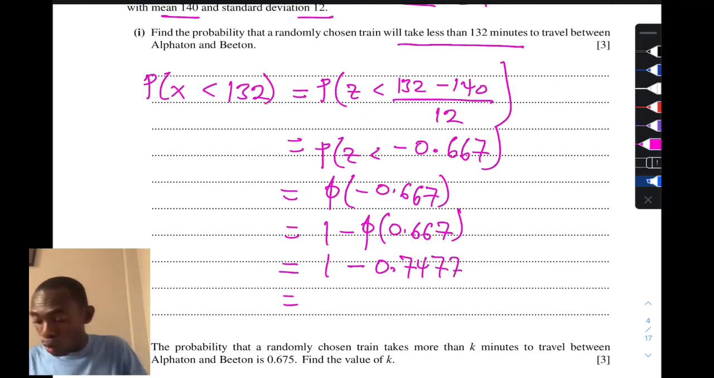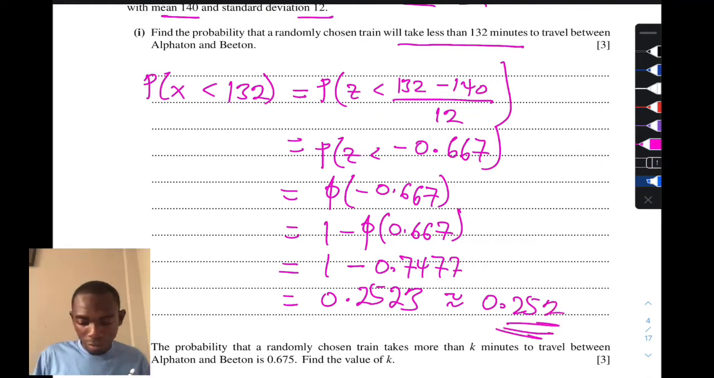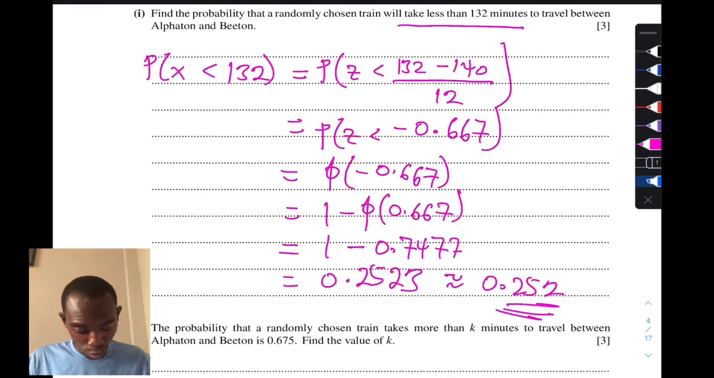and my answer is 0.7477. So 1 minus 0.7477, ladies and gentlemen, the calculator says 0.2523. So approximately you have 0.252. All right. That's if you want to leave it in 3SF, which you must do.